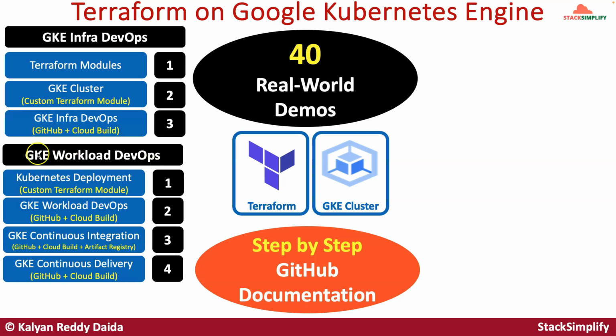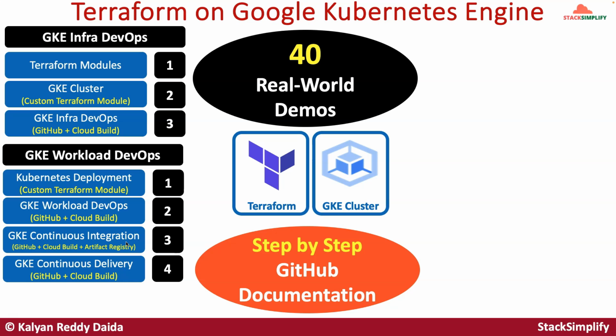But in this workload DevOps, we currently don't have any continuous integration concept. That means you have an application, you make some code changes, you check them into your GitHub repository, and those code changes move to a pipeline that builds a Docker image and pushes it to Artifact Registry. That part is currently not there in this GKE Workload DevOps. So in the next demo, we'll create a GKE continuous integration demo where you will use GitHub, Cloud Build and Artifact Registry to implement the continuous integration use case for your application.